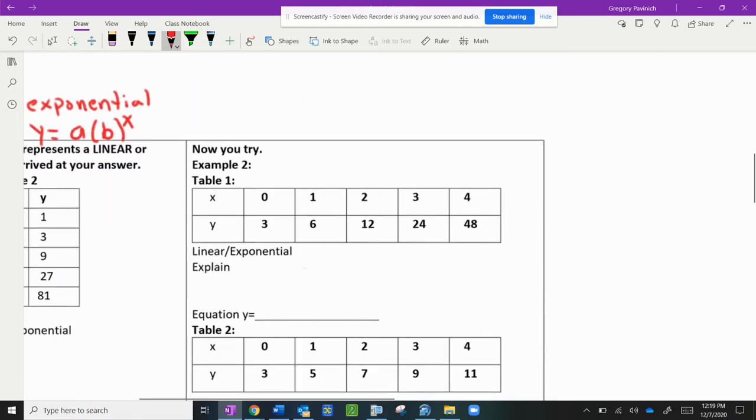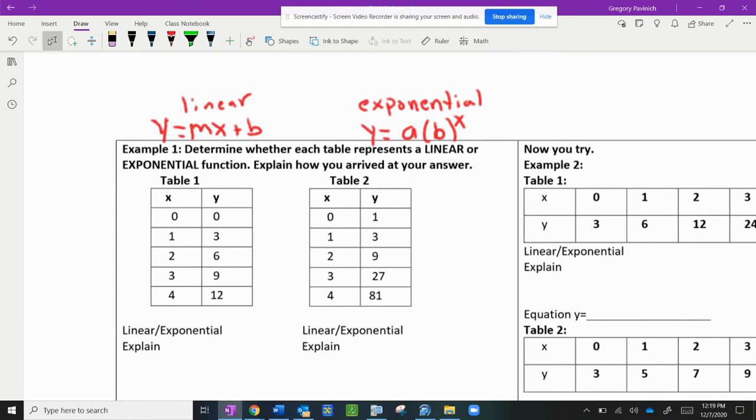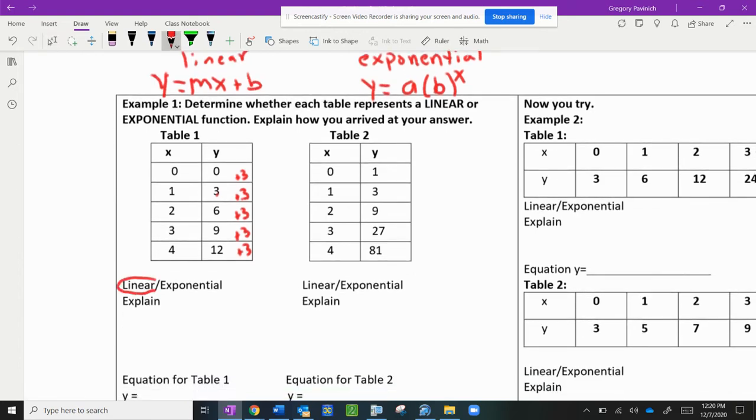Okay. Our next is we're just going to explore some more of this, look at a couple of tables, and take a look at our outputs. Are we going to be adding them, or are we going to be multiplying them? So we're going to look at table number 1, and let's try adding 3. 0 plus 3 is 3, 3 plus 3 is 6, 6 plus 3 is 9, 9 plus 3 is 12. I notice as my x's go up by 1, I am adding 3 constantly to my outputs, or my y's, and that defines a linear equation.